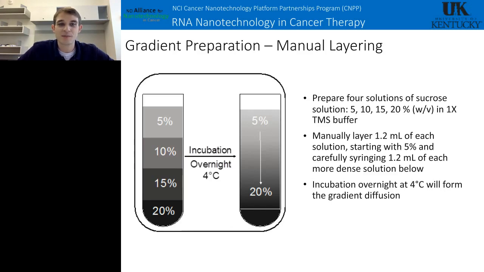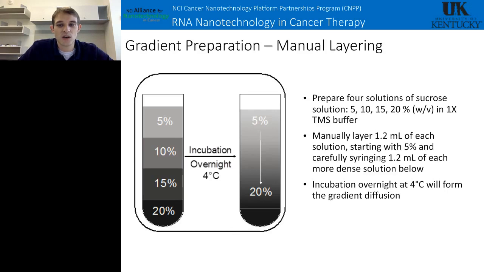This is just an example of a 5 to 20. If you wanted to do a 5 to 30, you would want to make four evenly spaced density gradients, and then you want to carefully layer each of them into your tube, starting with the least dense. So you will put your 5% solution in first, and then you take a syringe with a long needle, put the needle to the bottom of the tube, and slowly syringe in another 1.2 milliliters of your 10% solution. This 10% solution will then go to the bottom beneath the 5, and then you repeat this twice with the 15 and then with the 20.